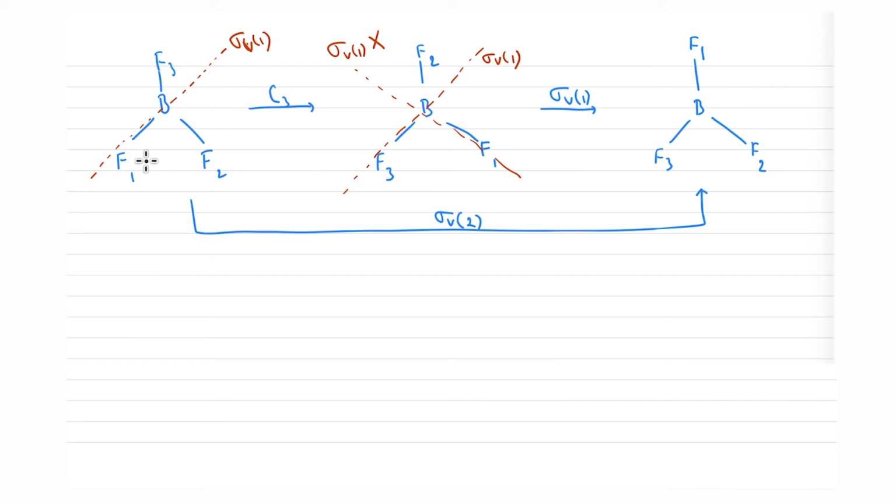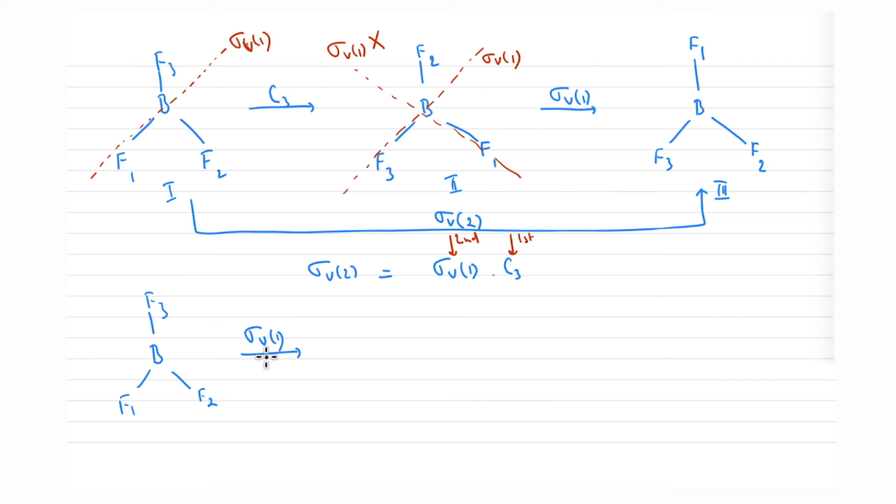That means if I reflect it by sigma V2, this will be the operation which will take it from first to, let's say if we call it first, second, third. So we can safely say that sigma V2 is equal to sigma V1 C3. So the order is we operated C3 first and sigma V1 second. Okay, now let's see what happens if we do it in reverse. So let's take the same starting point, BF3, F1, F2. I'm doing sigma V1 first.